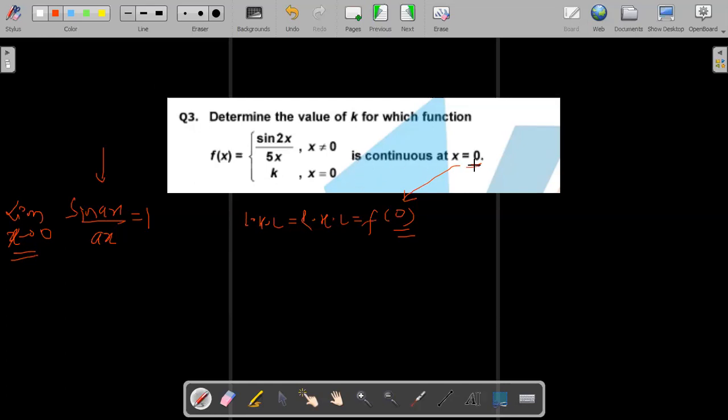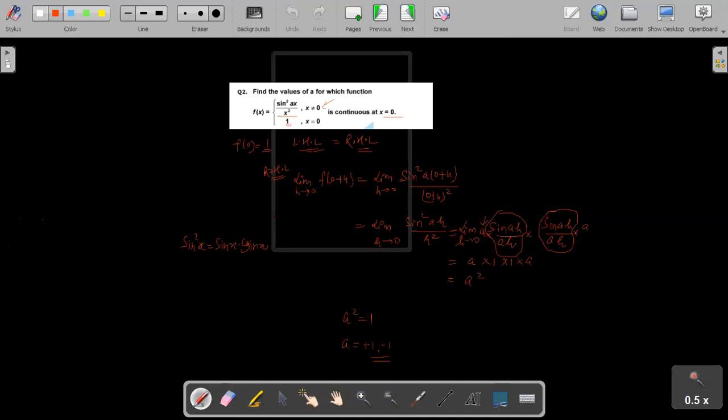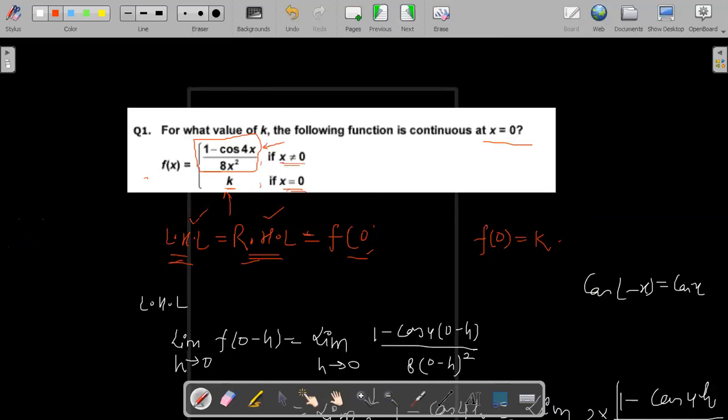Why do that, Sarthak? They have given us the exact bifurcation. For x not equal to 0, we have to apply this expression. For x is equals to 0, we have to use this expression. So x is equal to 0 means you are substituting x is equals to 0 in the function and you will be getting k. In the previous question, we did the same thing. Here we did the same thing, Sarthak.